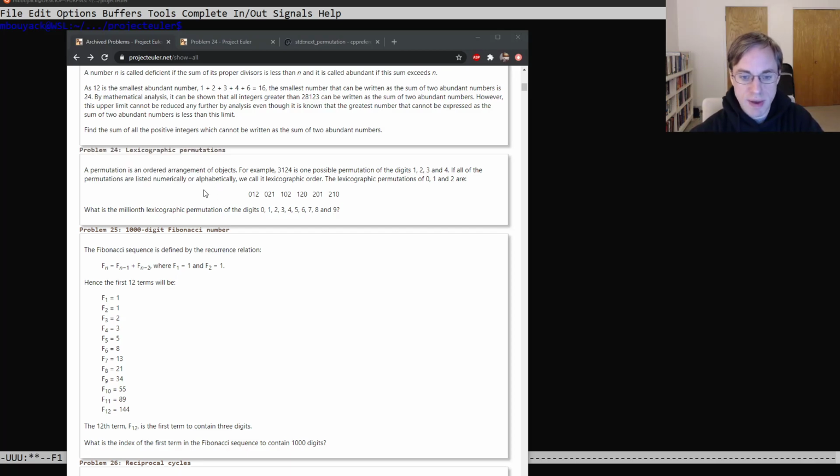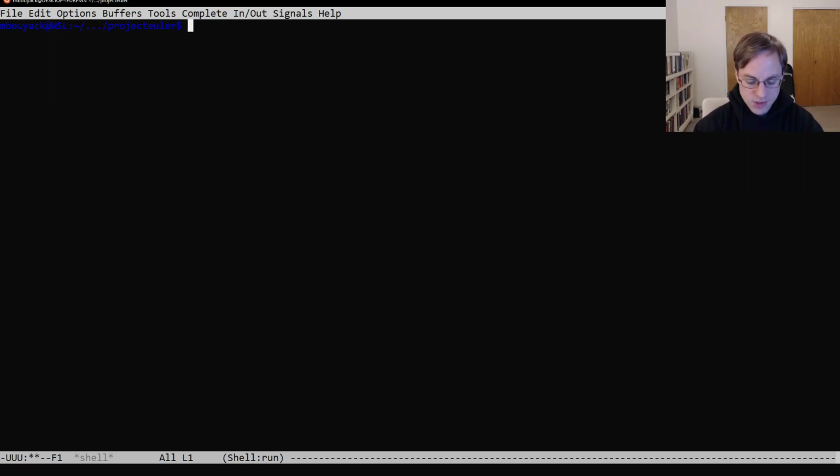Just to refresh your memory, this problem asks us to find the millionth permutation of the digits 0 through 9, where a permutation is just an ordering of the items in question. You'll see that it gives, as an example, all the possible permutations of the digits 0, 1, and 2. So let's get into it. As usual, we'll open up our analysis file for problem 24.